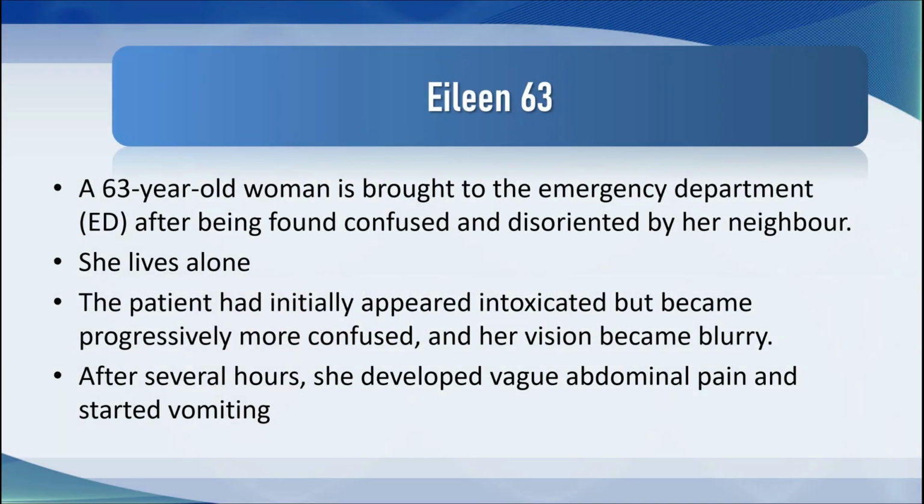Eileen is a 63-year-old female who was brought to the emergency room after being found confused and disorientated by her neighbour. She lives alone. When Eileen came in, she appeared initially intoxicated but became progressively more confused and her vision became blurry. Several hours later, she developed vague abdominal pain and started vomiting.